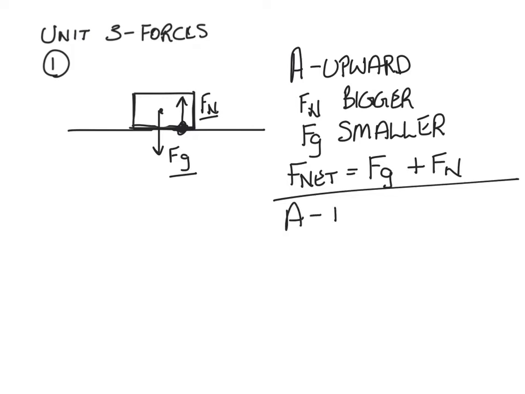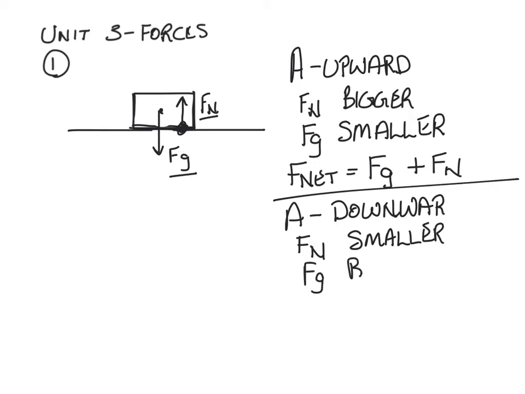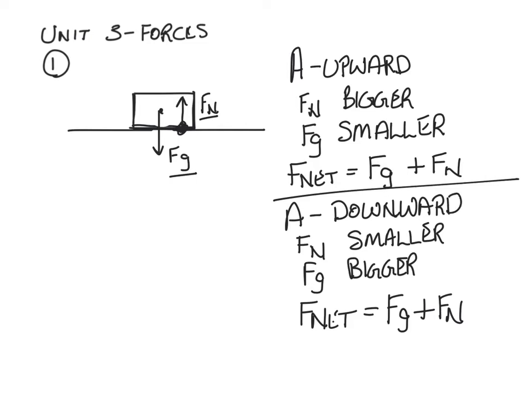Similarly, if you're accelerating downward, if you experience a downward acceleration, then that means that your normal force is smaller. Your force of gravity is bigger. And keep that in mind as you go to figure out your net force. Same rules still apply, it's just those numbers are changed because you're now experiencing a downward acceleration.